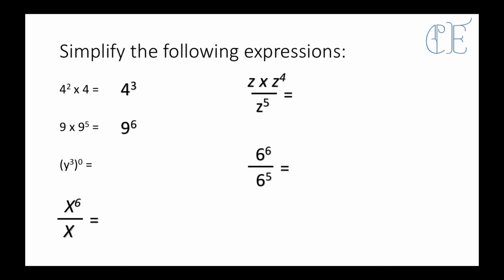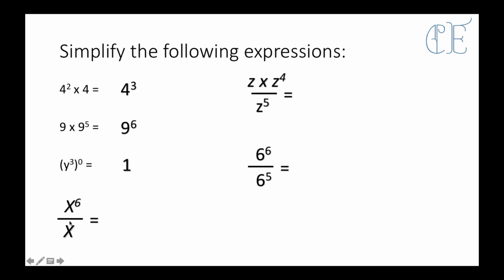Now this one here, be aware, remember we have to times these ones in the brackets, so 3 times 0 is actually 0, so our answer would actually be 1, because 3 times 0 gives us 0, which means we would have y to the power of 0, and anything to the power of 0 is 1. This next one, nice and easy. This would be a 1 here, remember?